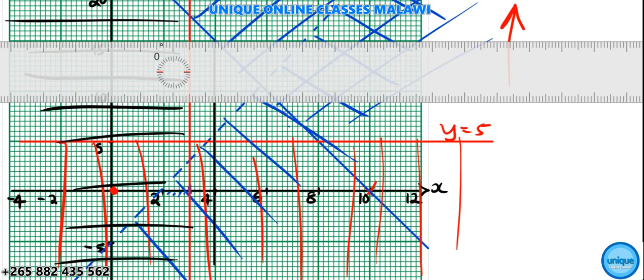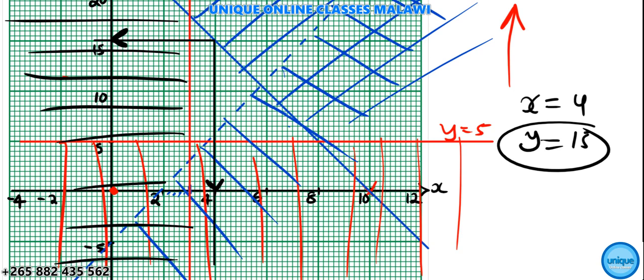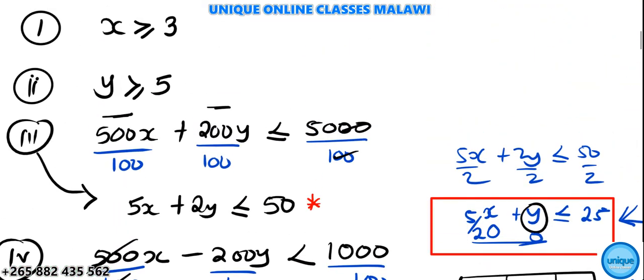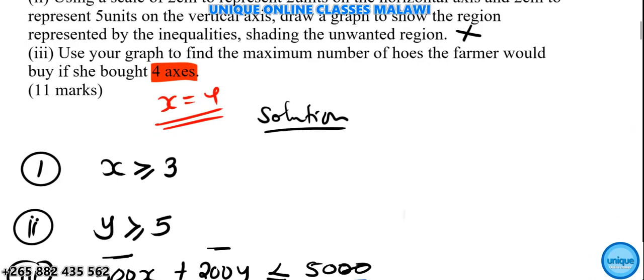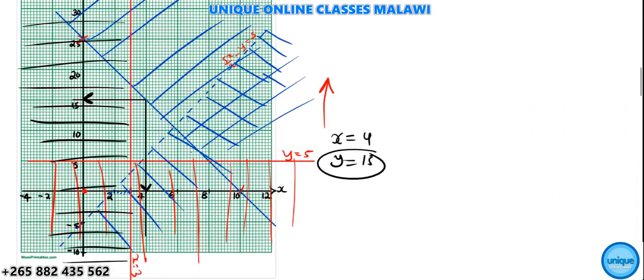So when x is equal to 4, y is equal to 15. This is what is needed. When x is equal to 4, y is equal to 15. So that's y 15, x is equal to 4. So the maximum number of holes a farmer would buy if she bought 4 axes, let's say 15 holes. So this is how you can do it.